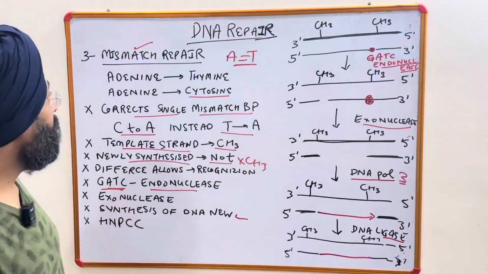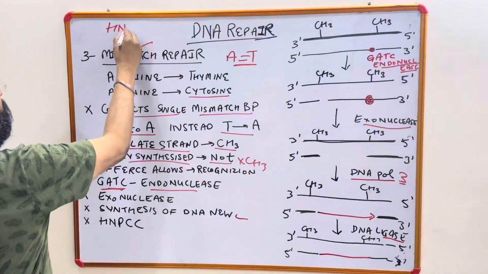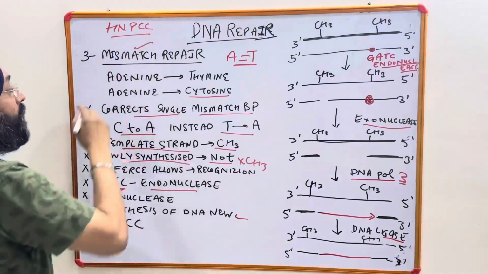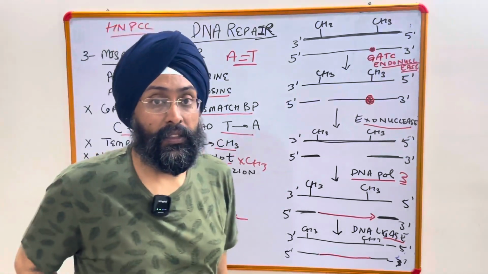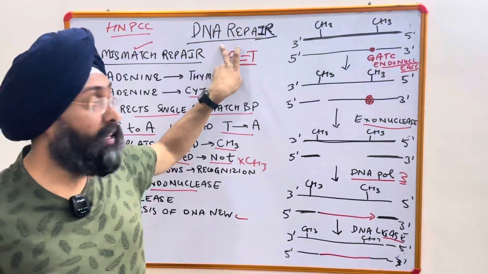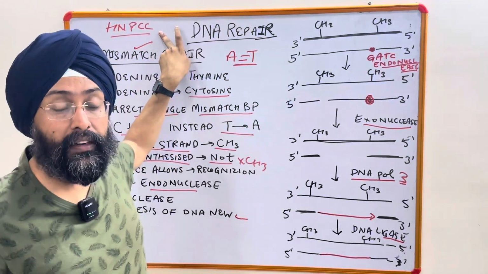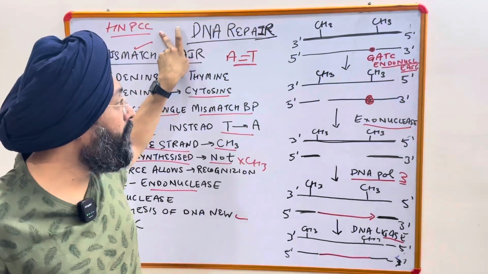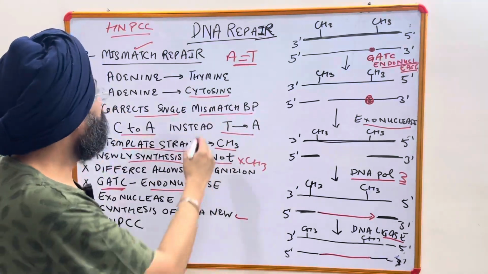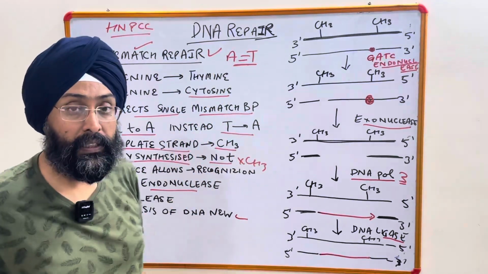The major disease that comes here is HNPCC, hereditary non-polyposis colon cancer. When the DNA mismatch repair is defective, the disease will come, that is hereditary non-polyposis colon cancer, right? So that finishes with our mismatch repair. Now we'll start with the fourth one.